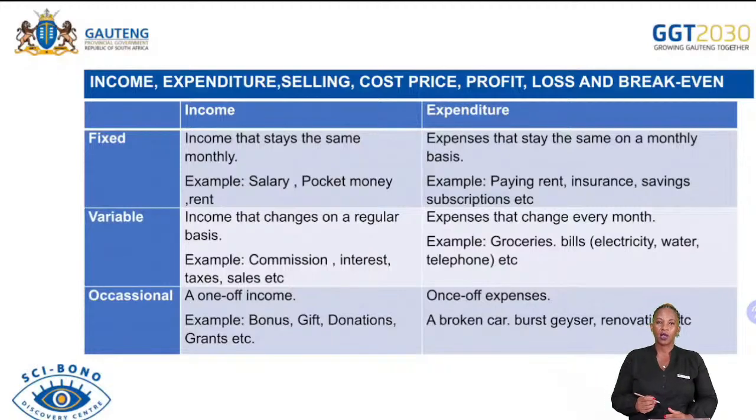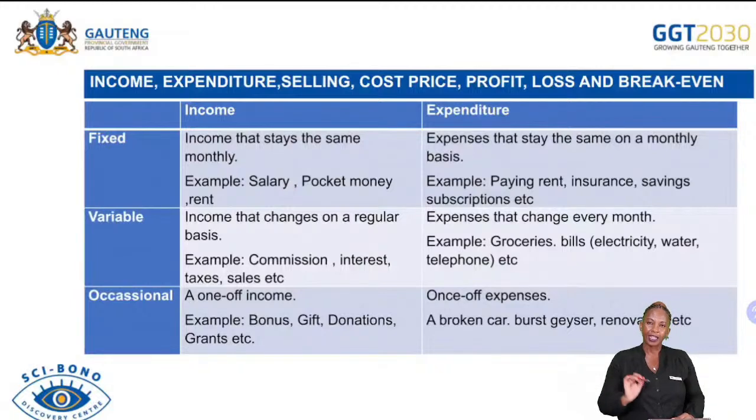Now, boys and girls, we have three types of income and expenditure. We have the fixed income, which will be a fixed income and a fixed expenditure. Now, looking at this, we have a fixed, a variable, and occasional income and expenditure.